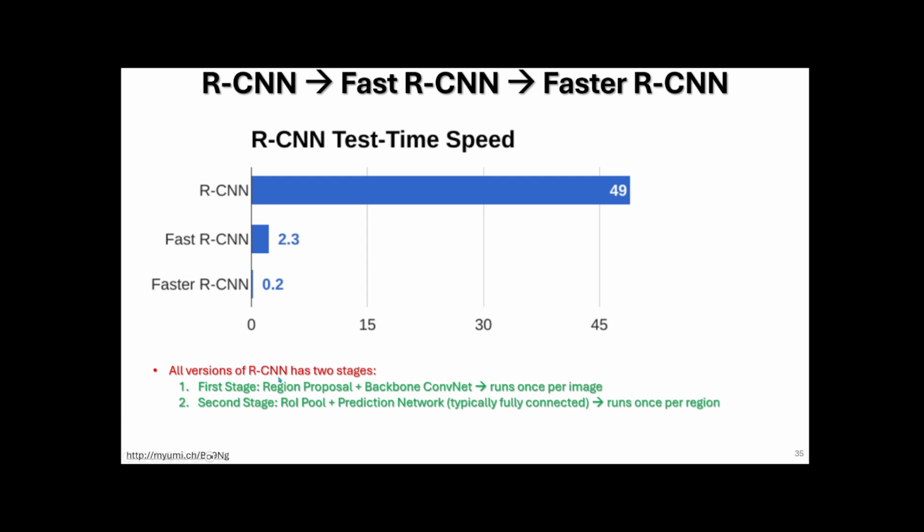Okay, so all versions of RCNN have 2 stages. That's why it's called double stage object detection, right? The first stage is basically the region proposal plus the backbone. It will run once per image. Please remember that. The second stage consists of the ROI pooling plus the prediction network, which will be running once per region. Please remember that.